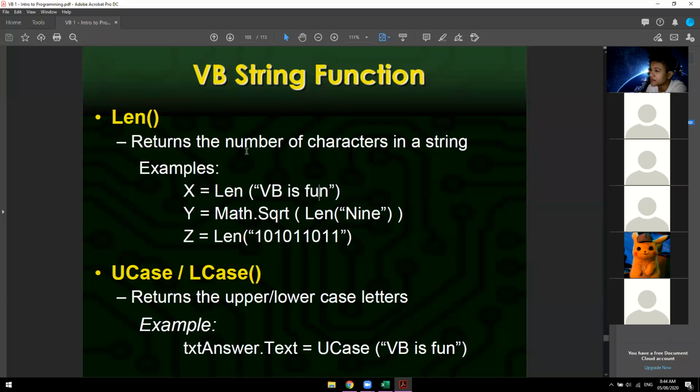Okay, so from the word itself, number of characters. So all you need to do is count the number of characters that is inside of this close and open parentheses. So mapa number man yan or mapa string. So start tayo sa V, 1, 2, so including the space. Okay, that is also a character. 3, 4, 5, 6, 7, 8, 9. So we have a total of 9 characters or 9 individual characters including the space. Okay, so the value of X is 9. Okay, so ganun lang kasimple.